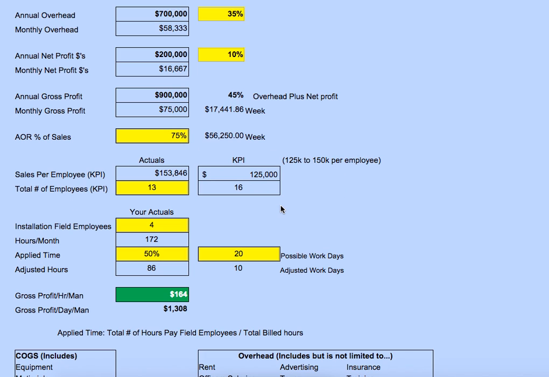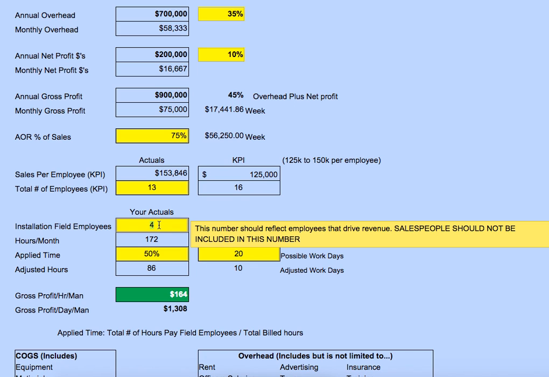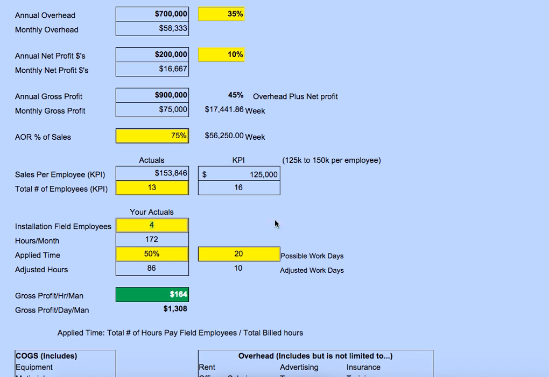Now, we're going to try to figure out the gross profit for our installation department. So let's say that we have 4 employees in that department. Maybe it's two installers, a lead installer, and maybe a helper. But I have 4 employees that I have to drive gross profit off of. And let's say that there are 172 hours a month, but in that month we're only going to be available for 50% of the time. Well, there are 20 possible work days. That means that 50% of the time I'm going to plan on being busy 10 of those days. So my adjusted billing hours is 86.